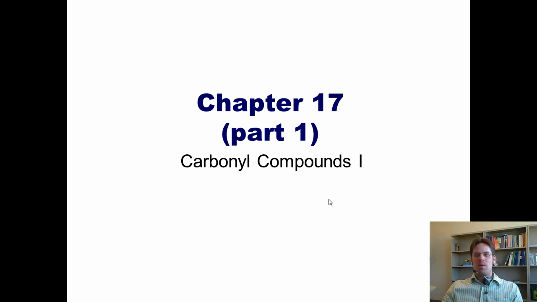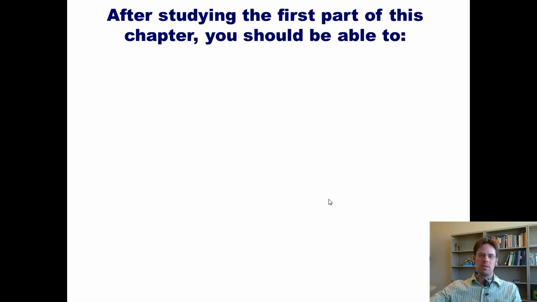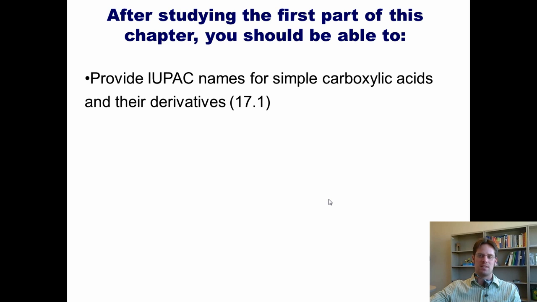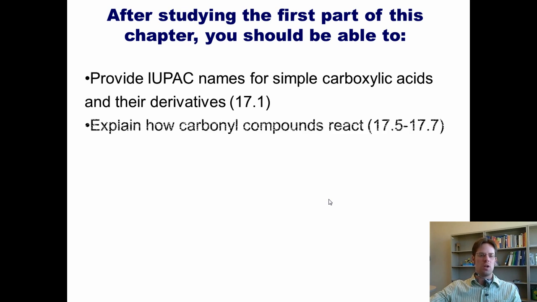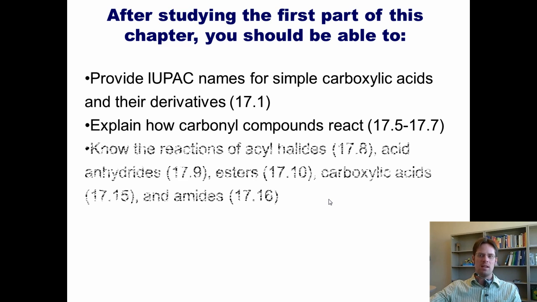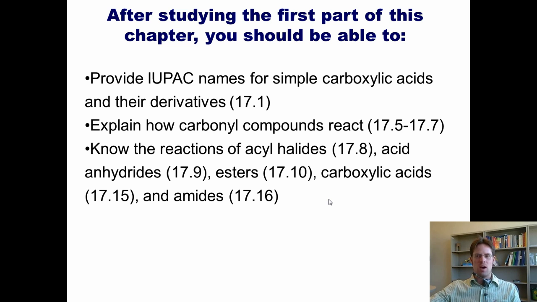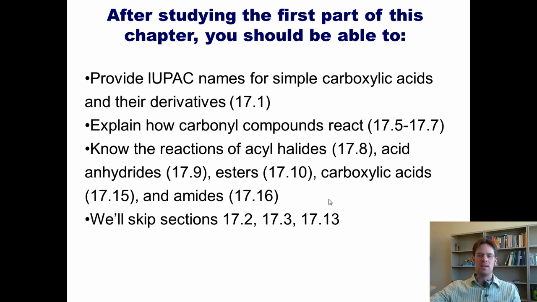Welcome, students, to Part 1 of our Organic Chemistry lecture series for Chapter 17 on carbonyl compounds. When you're done studying this chapter, you should be able to provide IUPAC names for simple carboxylic acids and their derivatives. You should also be able to explain how carbonyl compounds react, and you should know the various reactions listed here. Just so you know, we will skip sections 17.2, 17.3, and 17.13.